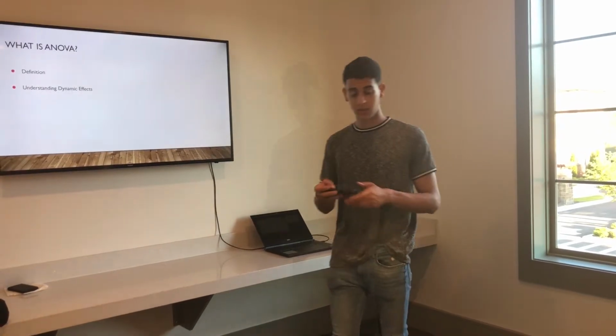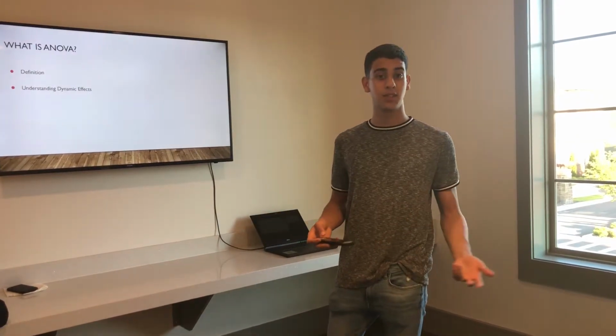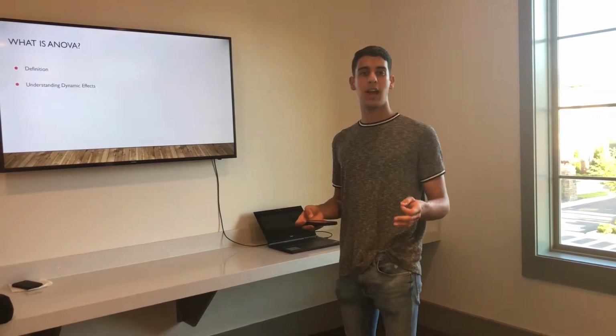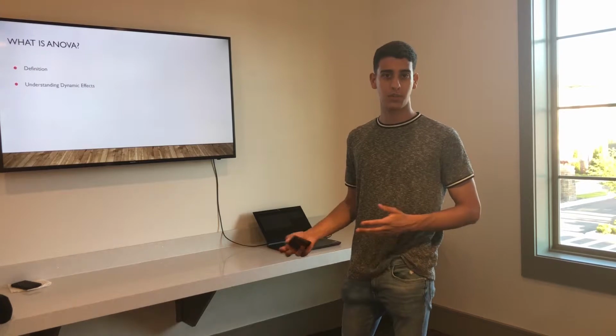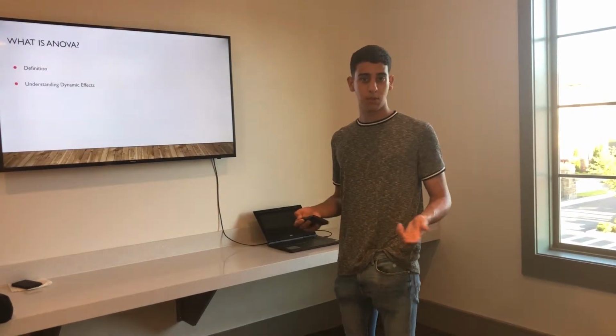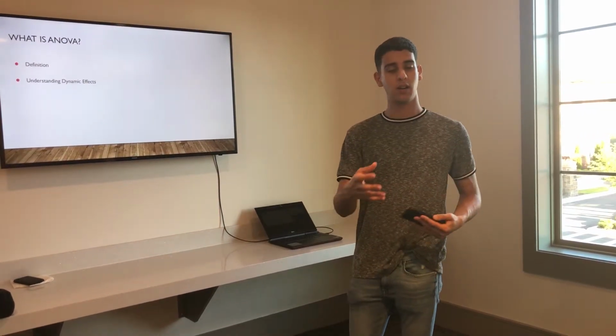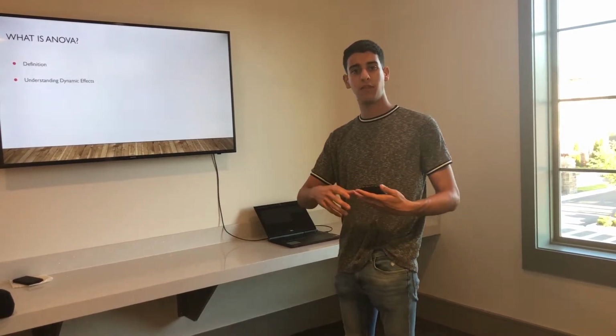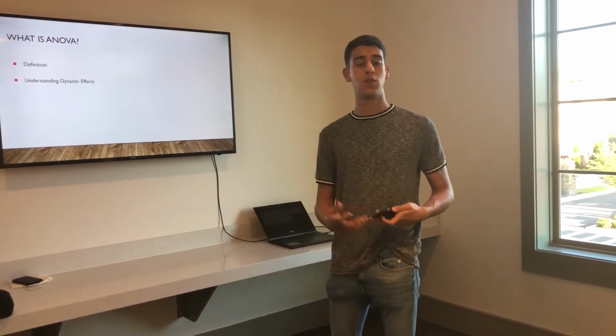So what is ANOVA? ANOVA stands for the analysis of variance. It is used to understand the dynamic effect that factors have on the variance, the total variance of the experiment. A simple example is the order effect, where a preceding factor has an effect on the factor that comes after it, just because of the order.